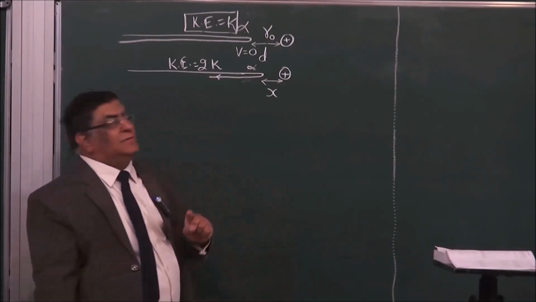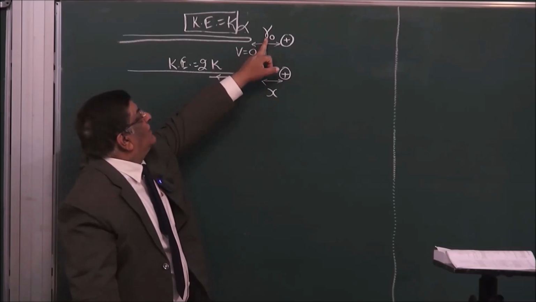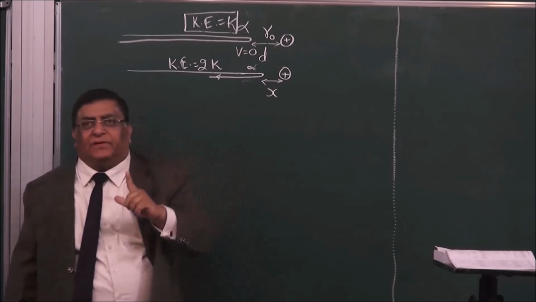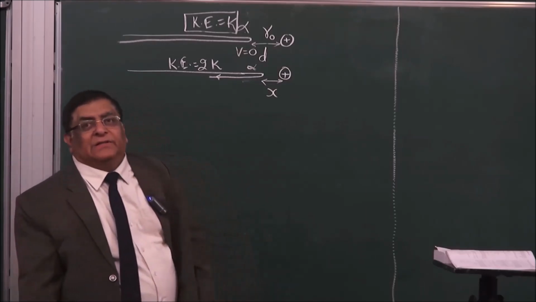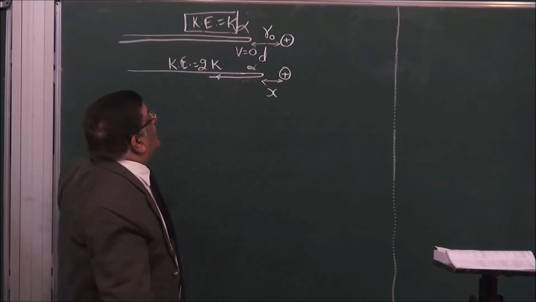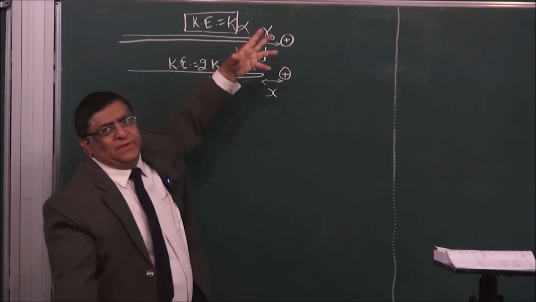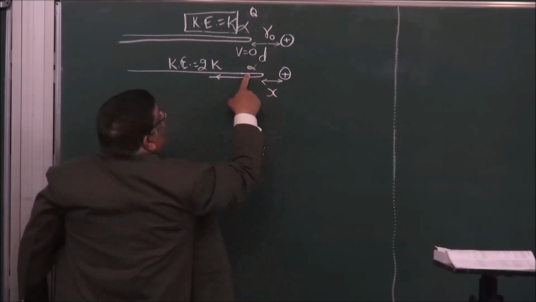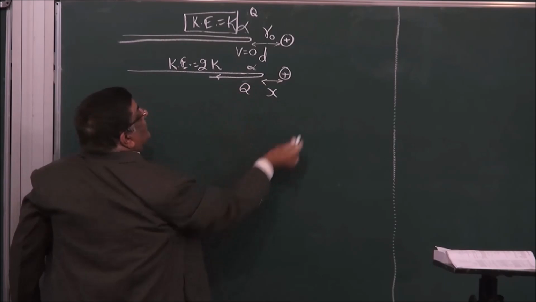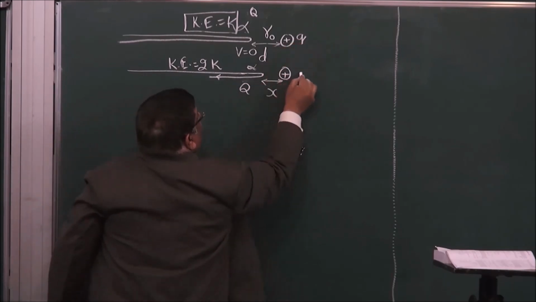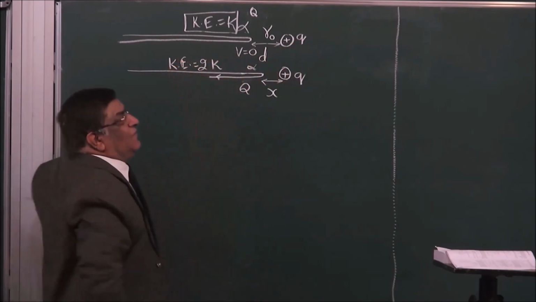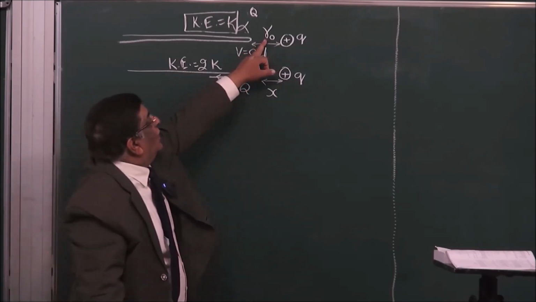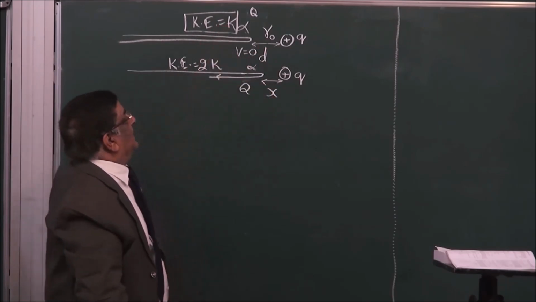So what is the relation between R0 and kinetic energy? Do we know something? Yes, we know something. There is a certain charge on the alpha particle. There may be any charge. Let us say this has charge Q, and this also has charge Q. We don't need exact values because we are after R0, x and kinetic energy.